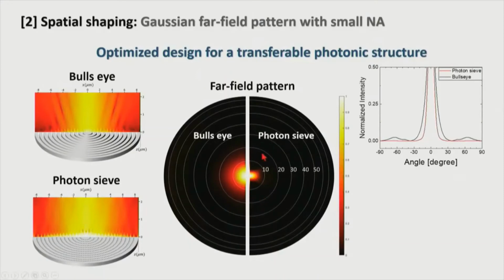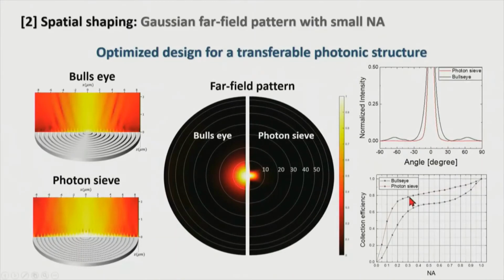we can induce more constructive and more destructive interference to focus and emit the light into very small angles. So this is a far field pattern. You can see the emission comes out within a very small angle, and the intensity profiles. The bullseye has some high order emissions, but the photon shift has no such thing, with narrow angles. This is a simulation result. You can see the collection efficiency is as high as 50%, even though we consider fiber NA 0.1, which is much higher than the conventional bullseye structure, less than 20%.